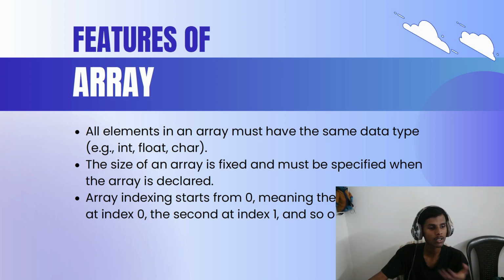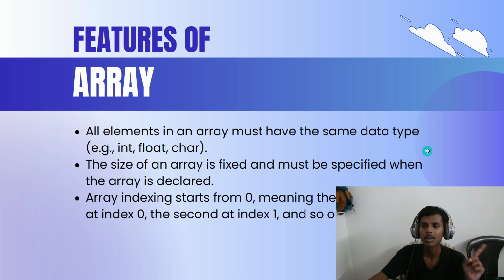Array indexing starts from 0, meaning the first element is at index 0, the second at index 1, and so on. So what do you mean by index? Index is nothing but the position of an element where your element is going to be stored. Here your first element is going to be stored at array index number 0. The last element will be stored at size minus 1. So that's the formula which we are going to use. Index number starts from 0 and your first element is always stored at the 0th index.